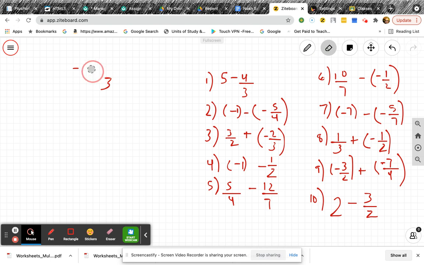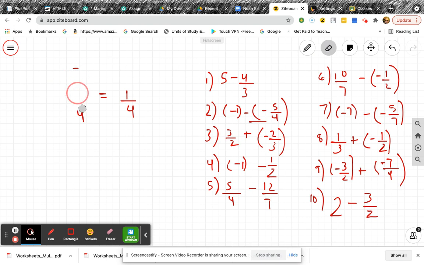Number 2 is -1 minus a -5 fourths. -1 is the same thing as -4 fourths. Minus a negative means it becomes a plus 5 fourths. So the answer to that one would be -4 plus 5 is 1/4. Is the answer to number 2, 1/4.